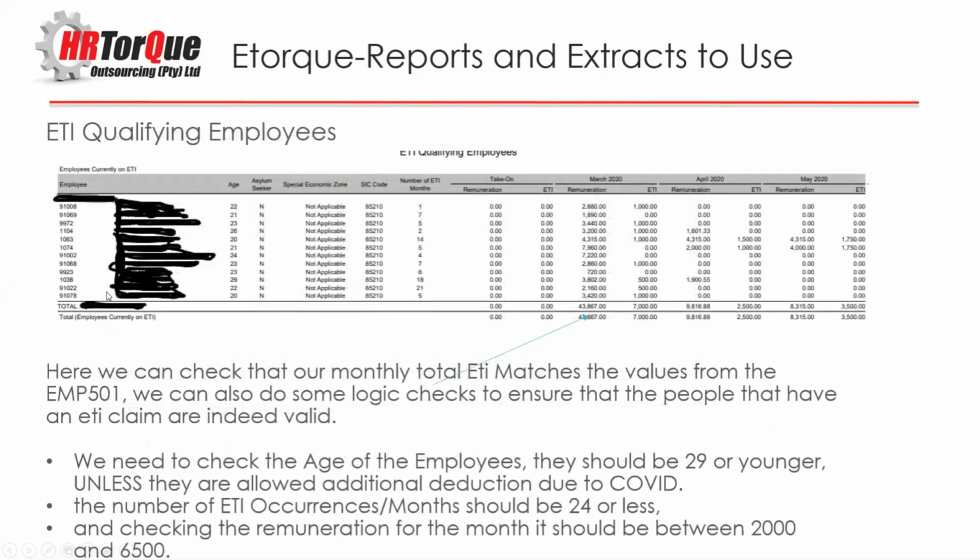This is the ETI detail report. It gives us the detail of all the people that were allocated. Obviously, excluding the COVID times, the number of ETI claims should be 12 or less, and the remuneration should be in the range of 2,000 to 6,000. It breaks down all the ETI claims and the total value of the ETI, which will then refer back to the EMP501 and the EMP501 recon. So tie all those reports together to make sure that your payroll and your 501 recon all tie back nicely.